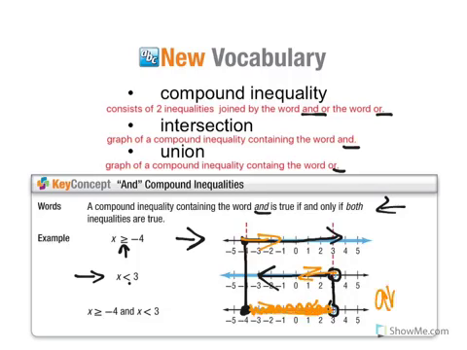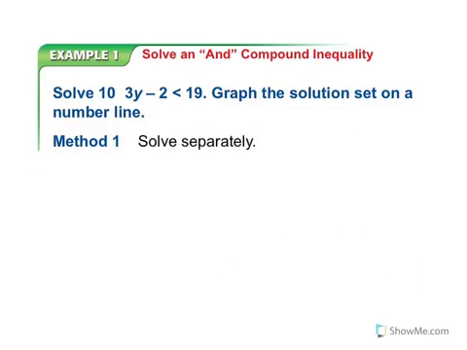This is for an and compound inequality. It's very important that you know you're shading in between your endpoints. Here in a minute, we're going to be shading in opposite directions with the or. So let's try an example.